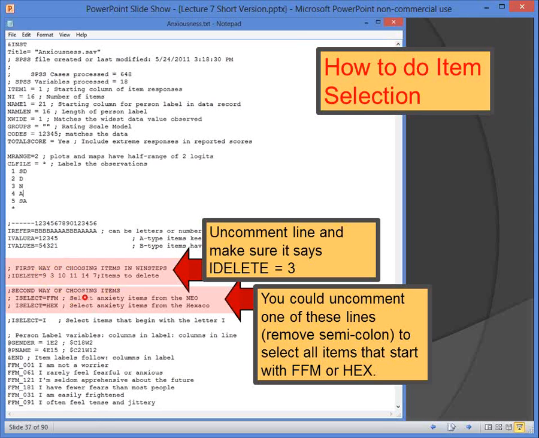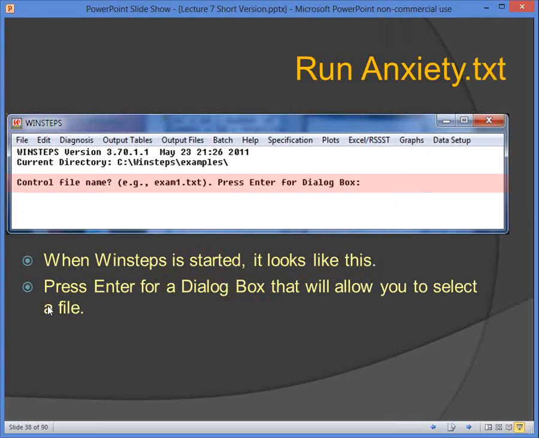Second way of choosing items in WinSteps, we can use what's called the iSelect command. Here is iSelect equals FFM, and there's a line underneath it, iSelect equals hex. In this particular file, it combines the anxiety items from the 5-factor model and from the hexaco model. If you were to uncomment one of these lines and run the analysis, you would select either the 5-factor model or the hexaco items, and the others would be deleted. iSelect tries to match these 3 characters against the first 3 characters of the item, and if it finds a match, then that's included in the analysis.